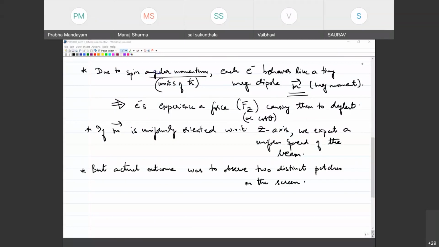The explanation for this is to say that the spin is actually quantized. Not every possible orientation of the spin is allowed. And today we understand that there are exactly two possible orientations.